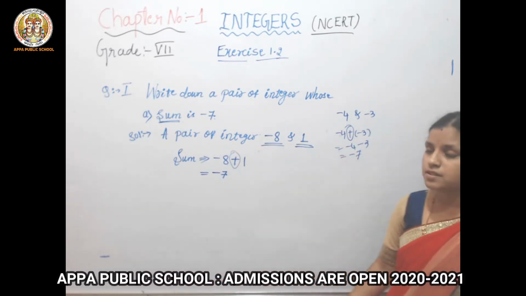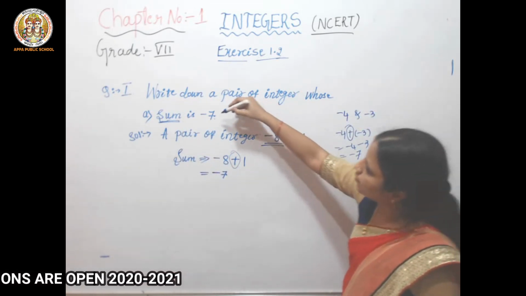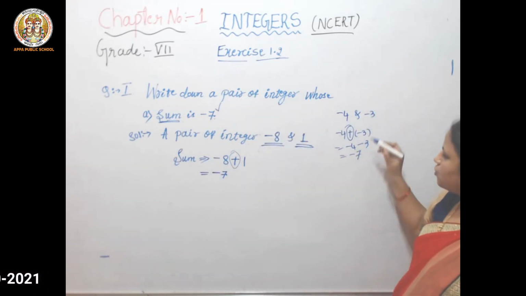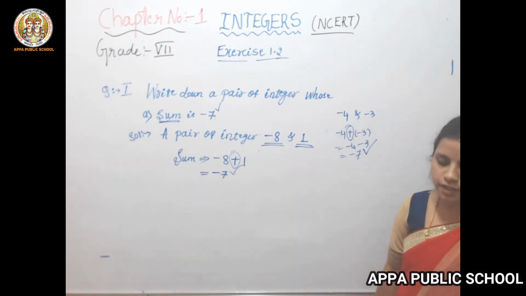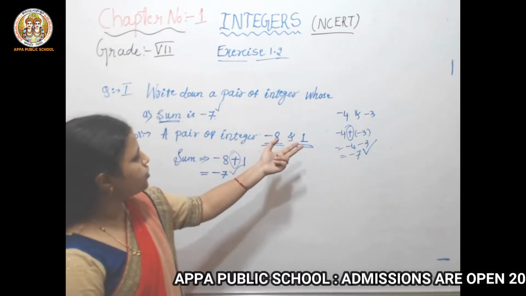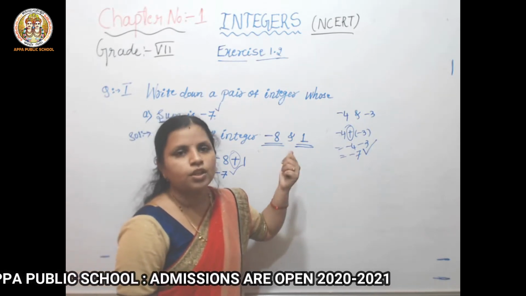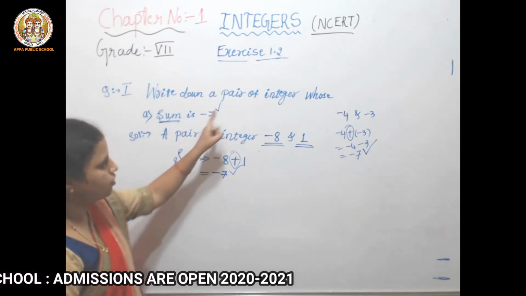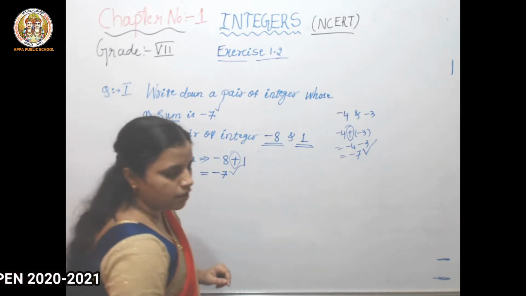Why are we taking a plus here? Because in the question it says sum, and the result is minus 7. When you add these two integers, you should get minus 7. This is very important. Whether both are positive, both are negative, or one is positive and one is negative, no matter; you should consider only integers. This is regarding A.